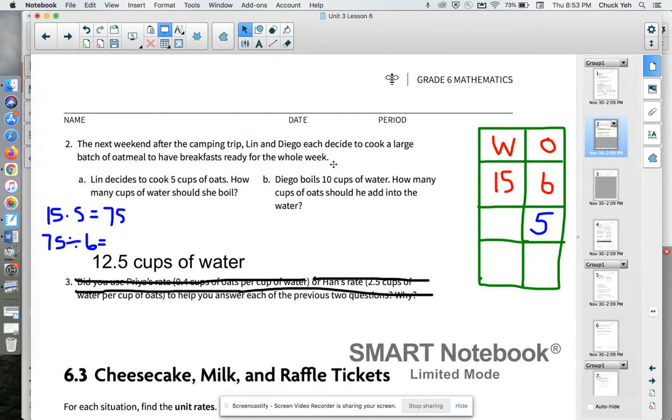Diego boils 10 cups of water. How many cups of oats should he add into the water? So then this is 12.5. So Diego boiled 10 cups of water. Now we want to find out what this is. So then we can either cross multiply 10 times 5 or 10 times 6 and then divide by 15. Or you can do 10 times 5 divided by 12.5. Let's just do 10 times 6, okay? That's what I'm going to do.